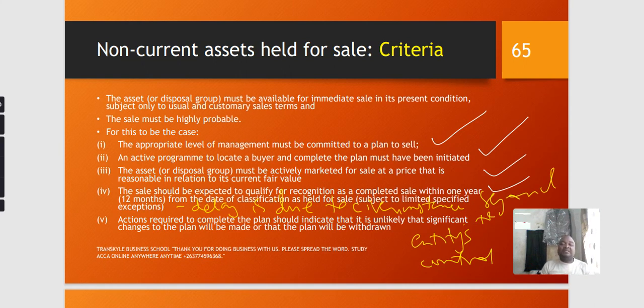Then the last one is actions required to complete the plan should indicate that it is unlikely that significant changes to the plan will be made or that the plan will be withdrawn. So the evidence should actually be available to suggest that there is no possibility that managers will change their position, will change their goalposts. Okay, they are determined to ensure that the asset is going to be sold.